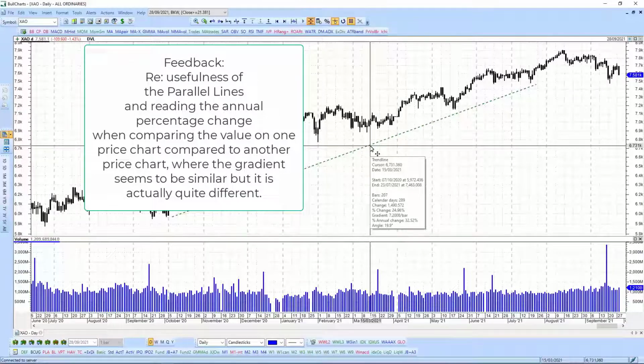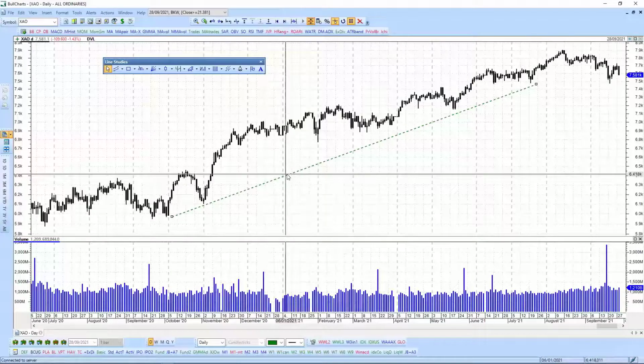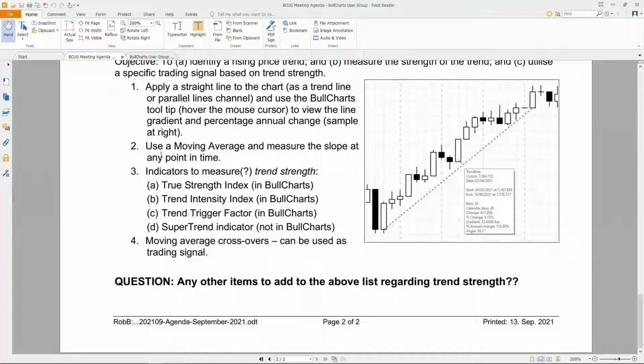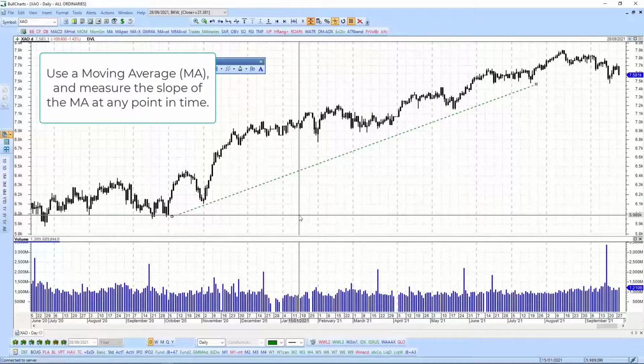Yes. Okay. If there's no other comments about that one, maybe we should move on to the next option I've got listed for starters. That's here. Use a moving average and measure the slope at any point in time. Now, these are all manual ways to do it. As I said at the start, ideally we'd be able to scan through our price database and find only the stocks that are doing something in particular, and then perhaps rank them by trend strength.